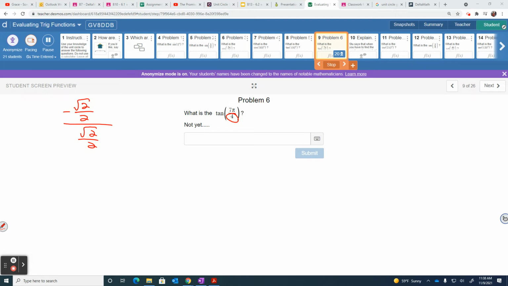What does that equal? Yeah, this is just negative 1, because the top and the bottom are exactly the same. This is the same as this. So they actually just cancel. Leaves you with just negative 1.